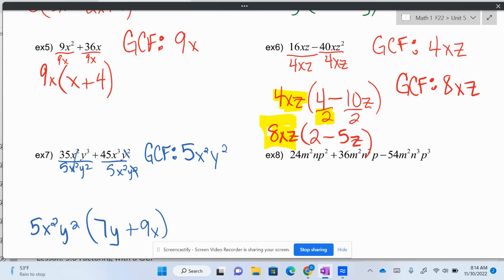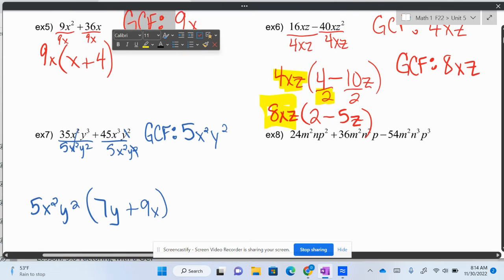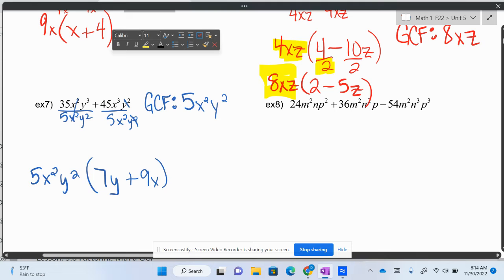Are you guys feeling okay about this? Some of you have this face like you want to vomit. You're good with it? Okay. You guys do number 8. I'm going to freeze the screen.